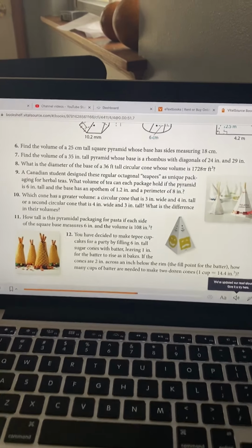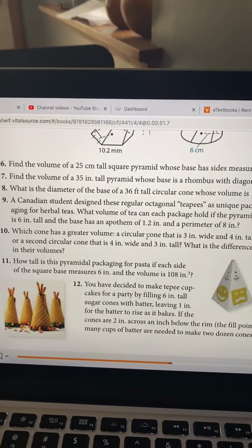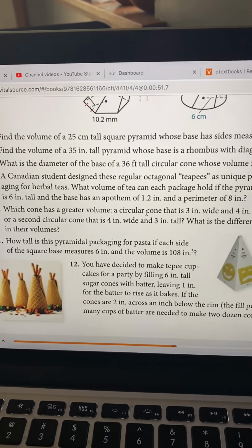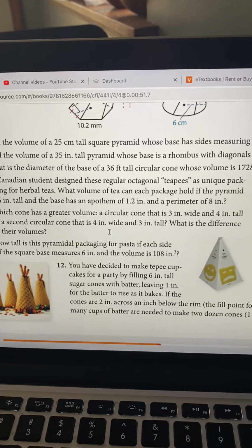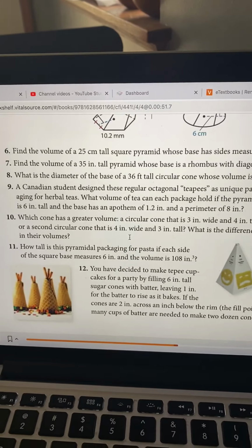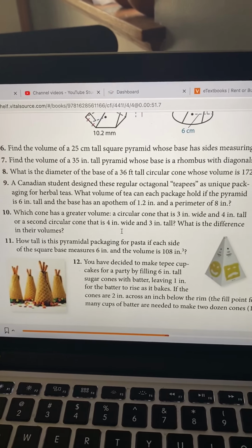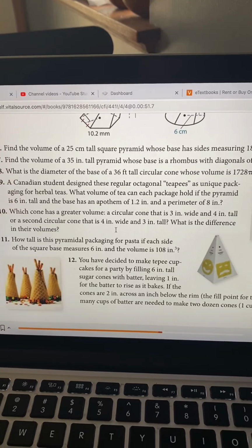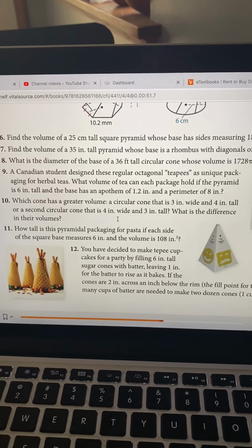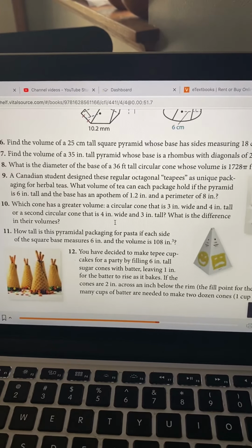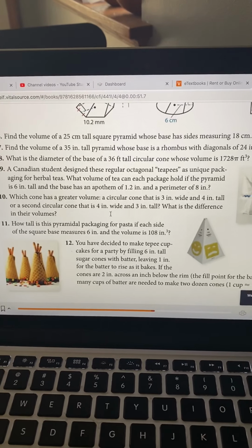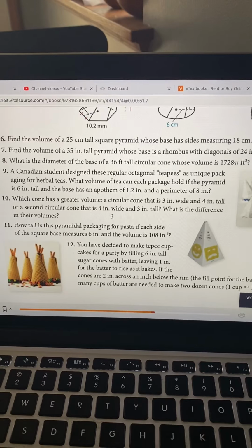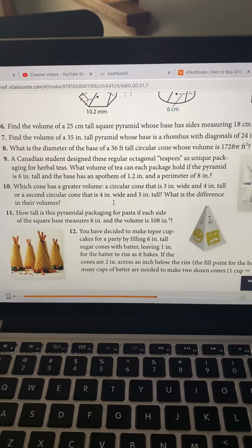All right, so here's number 10. The question says, which cone has a greater volume? A cylinder cone that is 3 inches wide and 4 inches tall, or a second circular cone that is 4 inches wide and 3 inches tall? And then they also want to know, what is the difference in their volume? Okay, so we're wondering which one has a greater volume, and then what is their difference, okay?